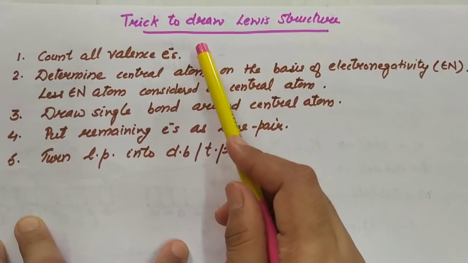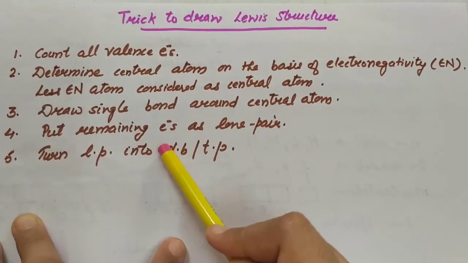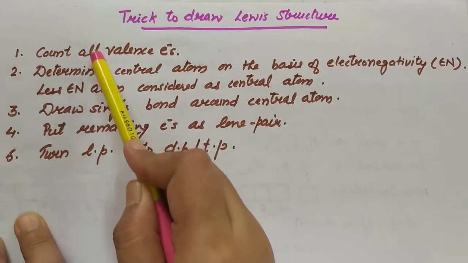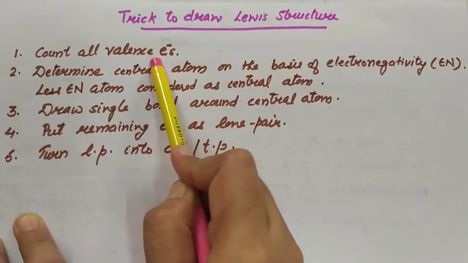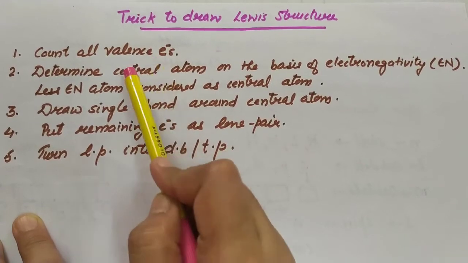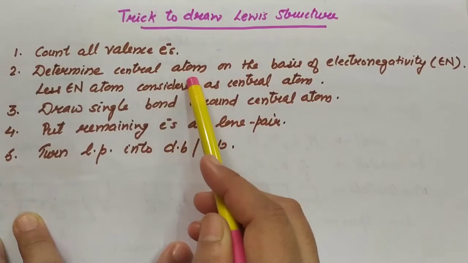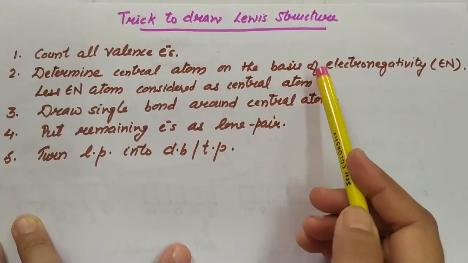Before drawing the Lewis dot structure, you have to remember these 5 points. First, count all the valence electrons. After that, the second step is to determine the central atom on the basis of electronegativity.